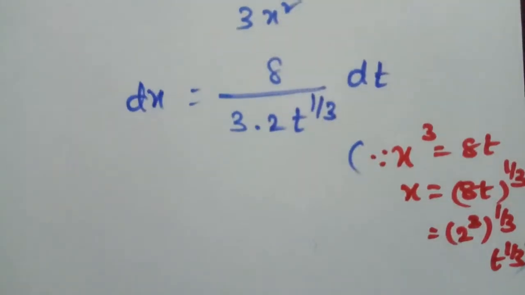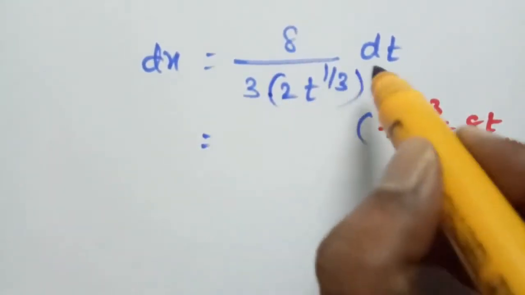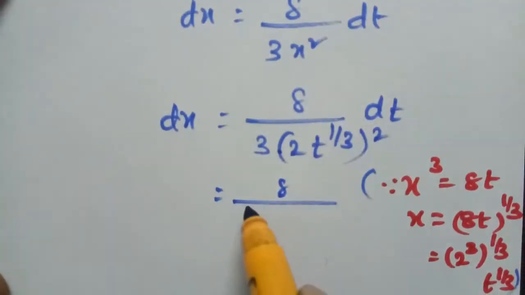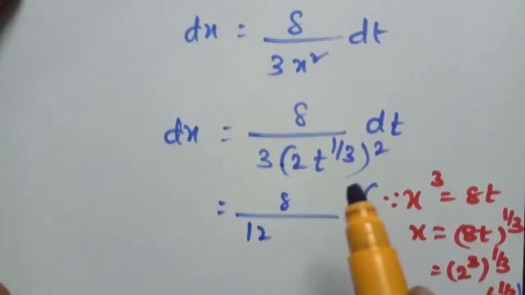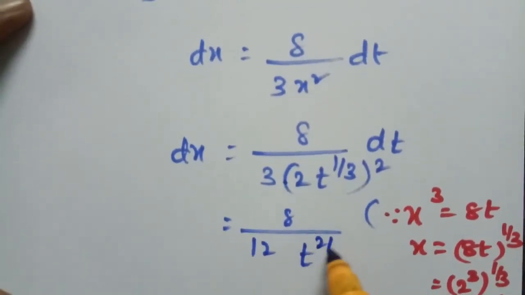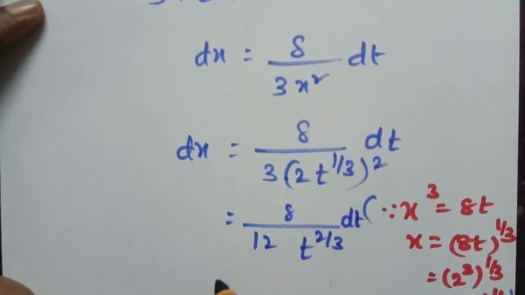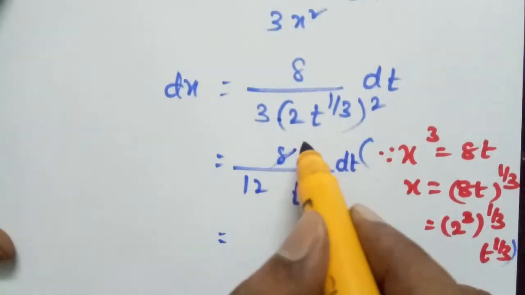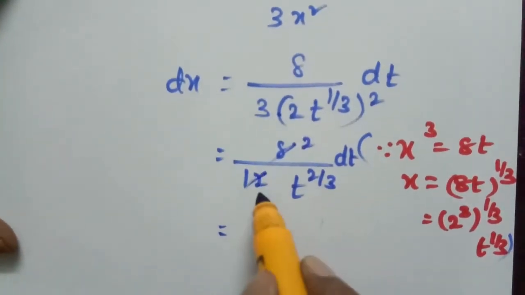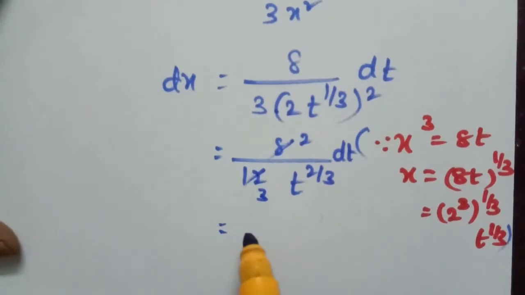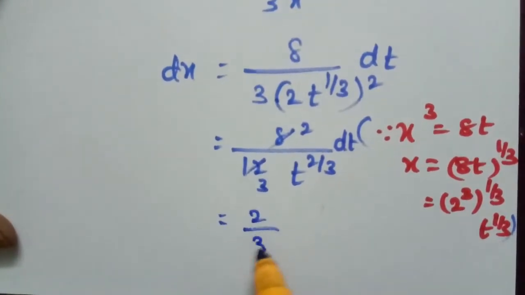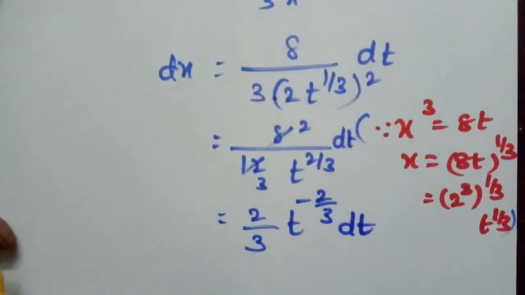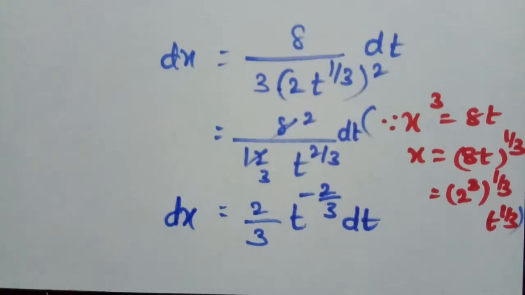This is x whole to the power of 2. Therefore 8 by 2 square 4, 3 into 4, 12 into t to the power of 2 by 3 into dt. Therefore that is equal to, now 4 2's, 4 3's, that is equal to 2 by 3 into t to the power of minus 2 by 3 into dt. This is equal to dx.